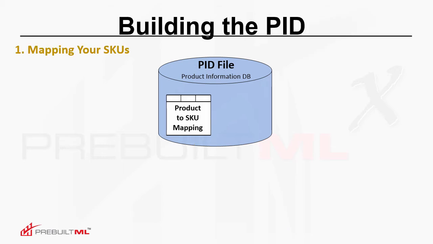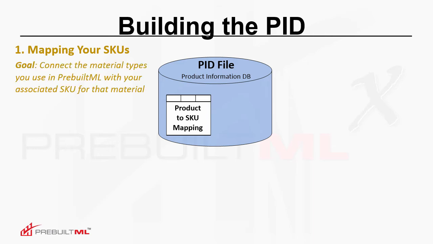Just to look at that a little bit closer, here's what we mean. When you map your SKUs, the goal is to connect the material types that you use in PrebuiltML, in the takeoff software, with your associated SKUs for that material. So a practical example would be if you call a 2 by 4 by 8 foot Doug fir number 2 piece of material in the PrebuiltML software, and in your point of sale system, the SKU for that is SKU 12345, you're going to want to make that correlation in the product to SKU mapping table.